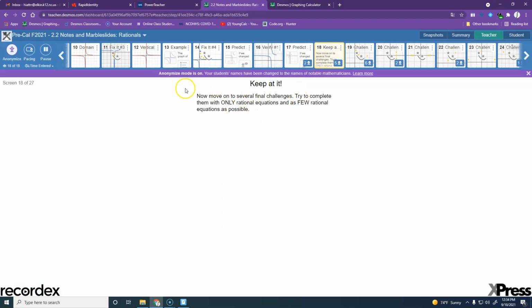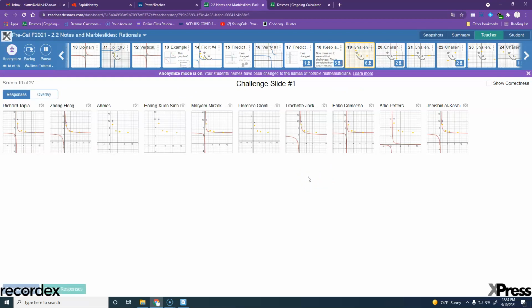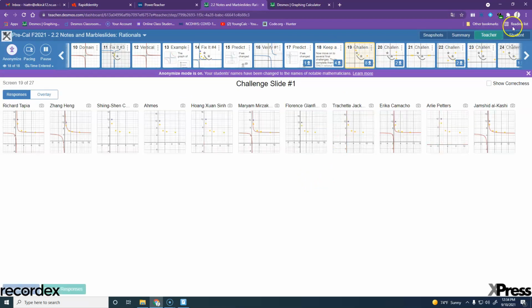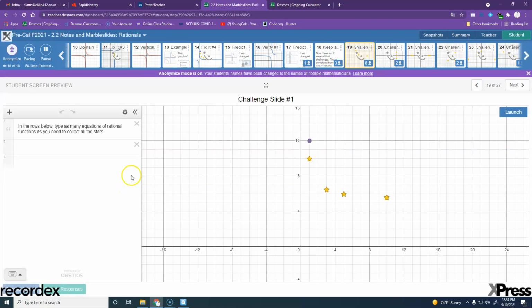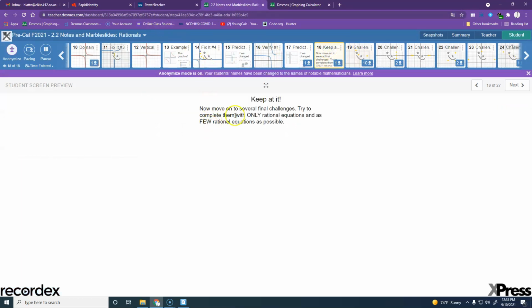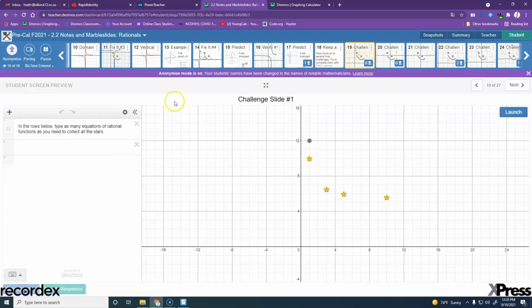All right. So all these next ones are challenges, and this is what you're going to work on for the rest of class. So we're going to kind of do this first one together. So it gives you nothing, right? I do want to point out that you are supposed to try to complete this with only rational equations. Okay? So some of these, it would be really easy just to put a line in. So you could just put like a straight line and it would work. But I do not want you to do that. Right? I want only rational equations because we're trying to work on rational equations. So we're going to do this first one together.